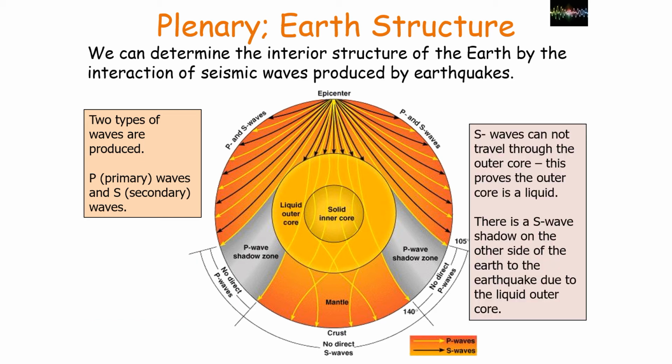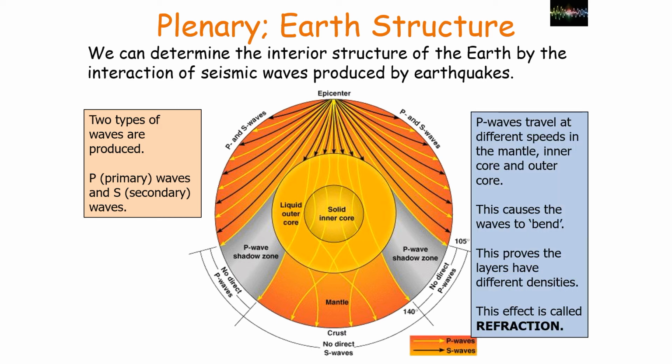Now, this means that there's an S wave shadow on the other side of the Earth to the earthquake due to the liquid outer core. So those S waves will not travel all the way through the Earth to the other surface on the other side of the Earth, because they can't travel through that liquid layer of the outer core.